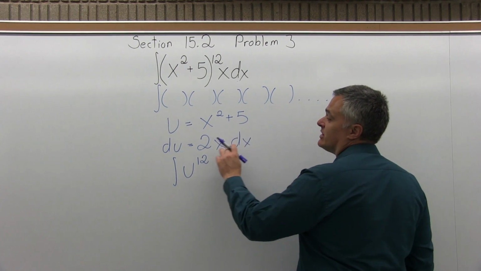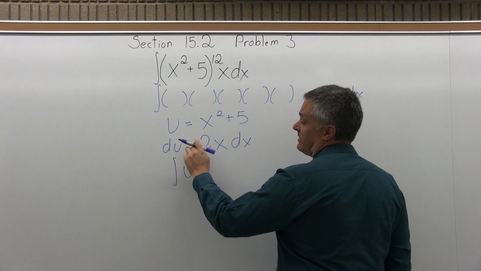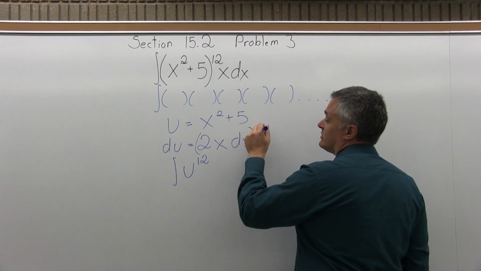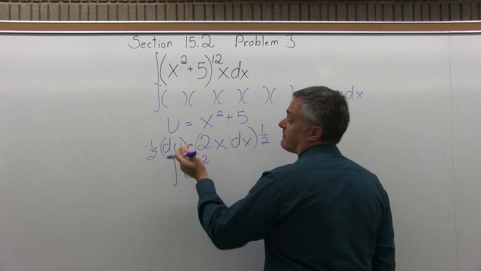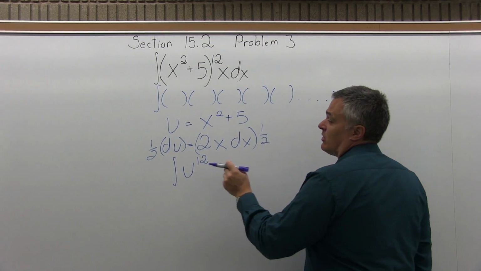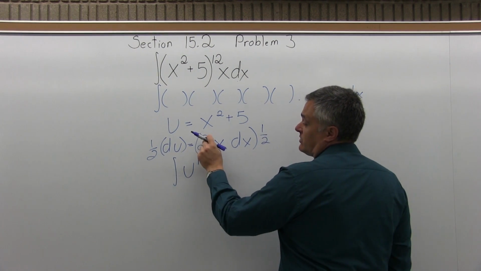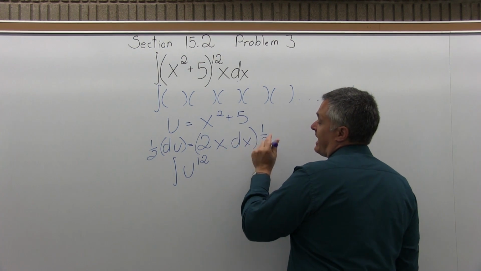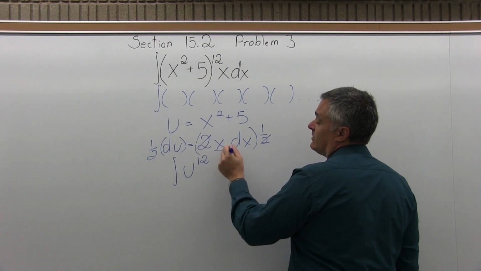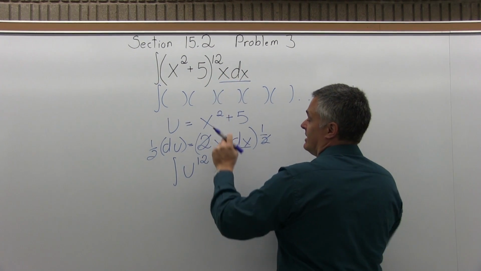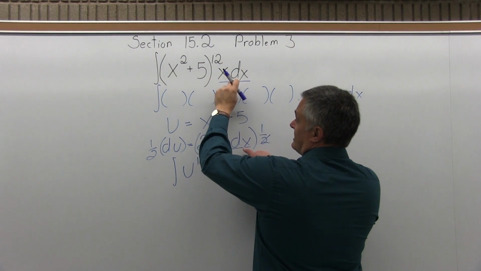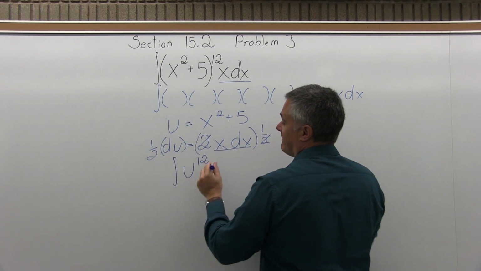This is an equation, right? It has an equal sign, so I can do whatever I want as long as I do the same thing on both sides. So on both sides, I'm going to go times a half. That's legal. On the right side, 2x dx times a half, the 2's cancel, leaving me with x dx, which is exactly what I want to replace. So the x dx that I need to replace is equal to 1/2 du.